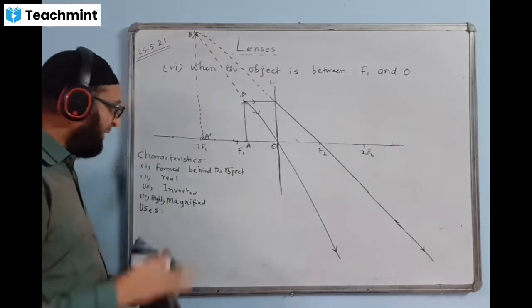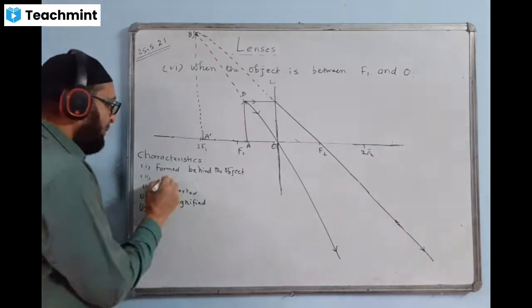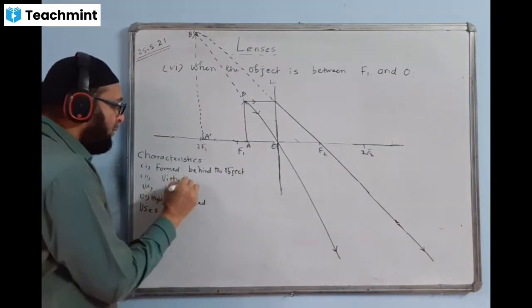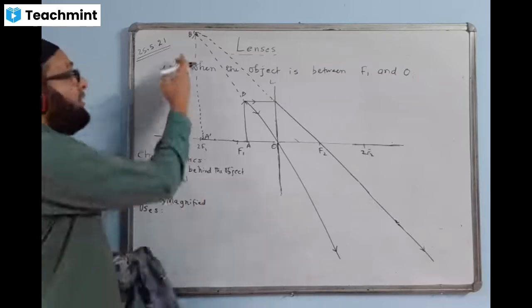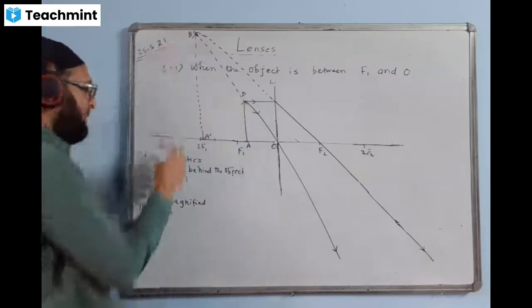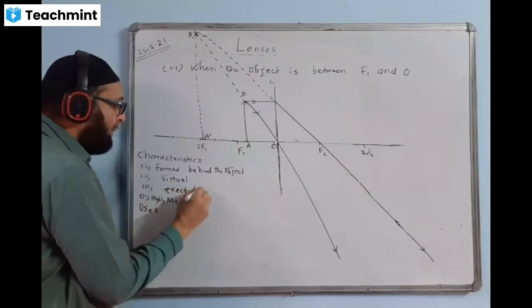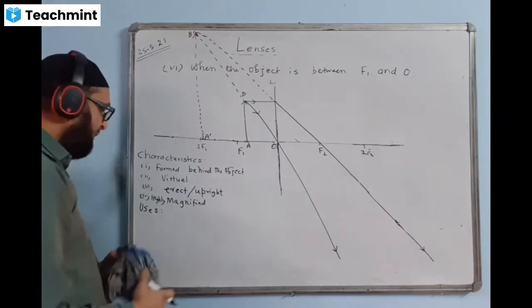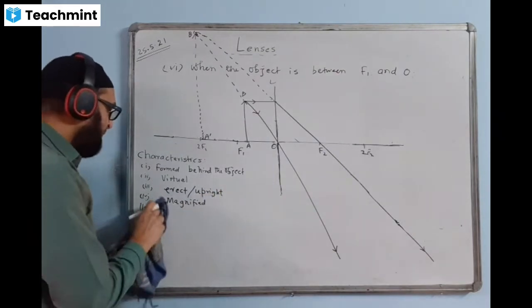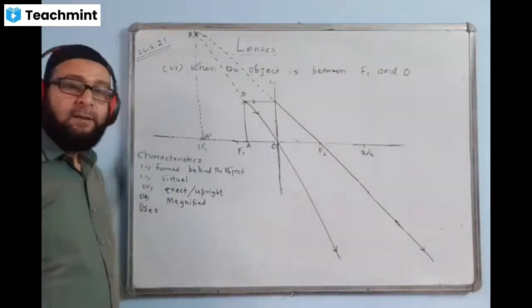Then do you think the image is real? Is the image real? Virtual, right? And the third point is that the virtual image will be erect, and you also see it erect. Erect or upright. We can use either the word erect or upright. And we will be seeing the size. What is the size of the image? Magnified.